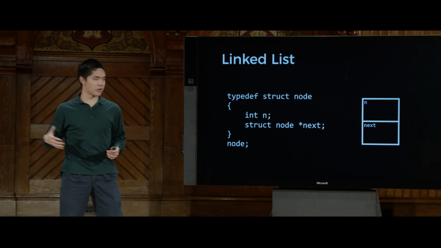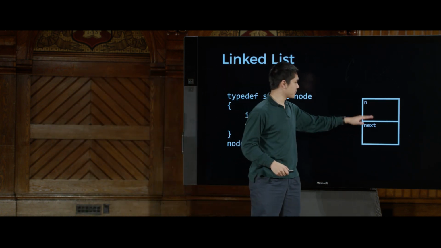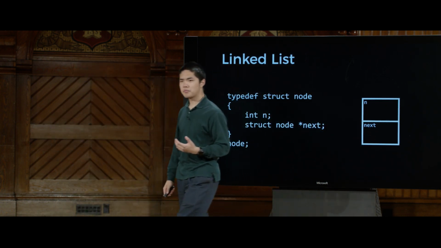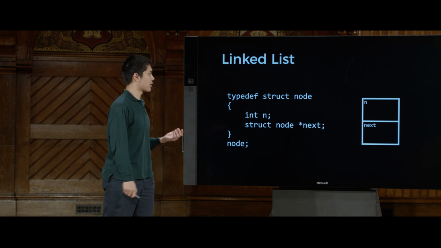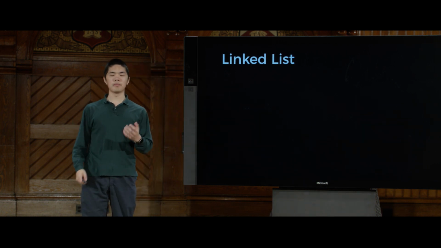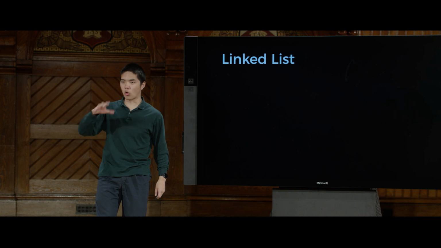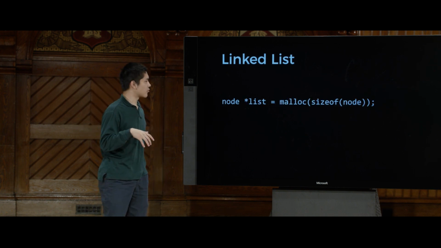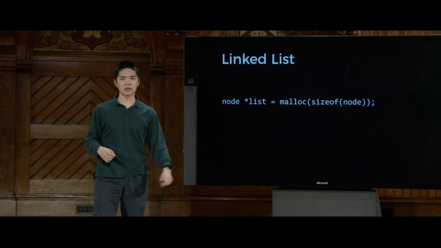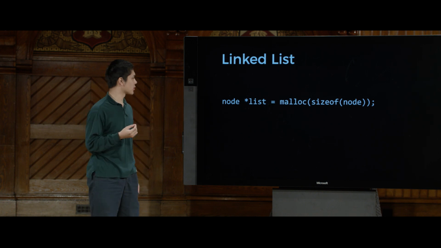So this is what a linked list node looks like. We've got some value n and some value for what comes next. So then how do we actually use this? If I wanted to ask my computer for some memory in order to store a node on my computer, I might run a line like this. node star list equals malloc size of node.